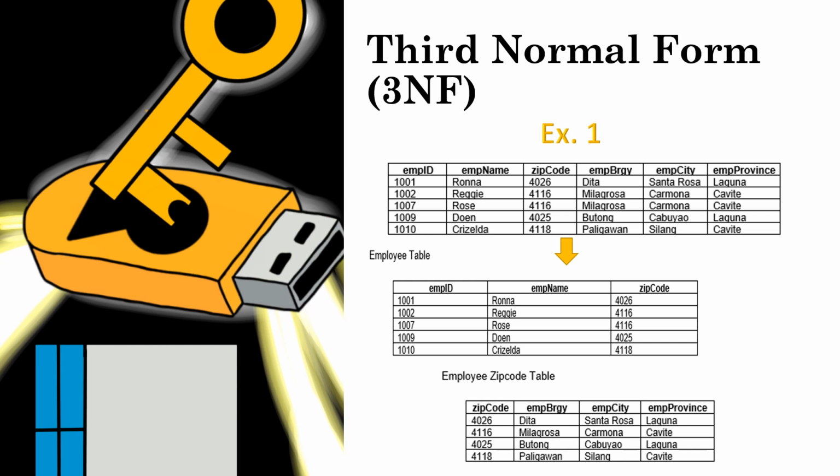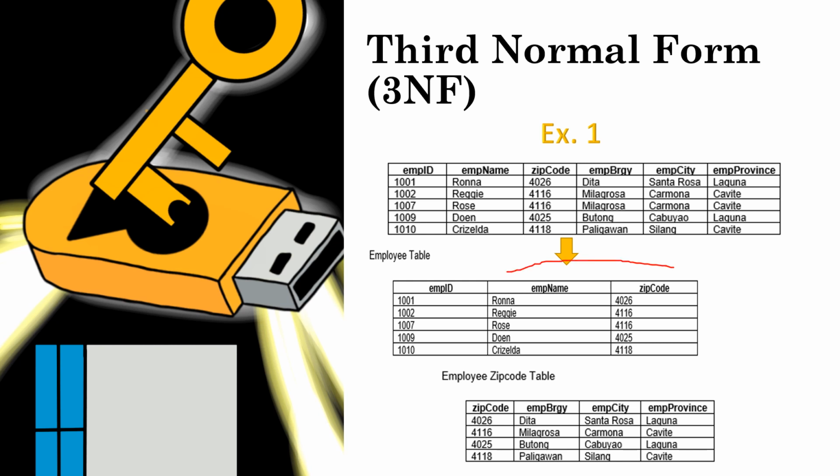The non-prime attributes are those attributes except the employee ID, which are non-prime as they are not part of any candidate keys. Here, the barangay, city, and province are dependent on the zip code, and the zip code is dependent on the employee ID. That makes the non-prime attributes barangay, city, and province transitively dependent on the super key employee ID. So this violates the rules of the third normal form. To make this table comply with the third normal form, we have to break the table into two tables to remove the transitive dependency as shown in this presentation.